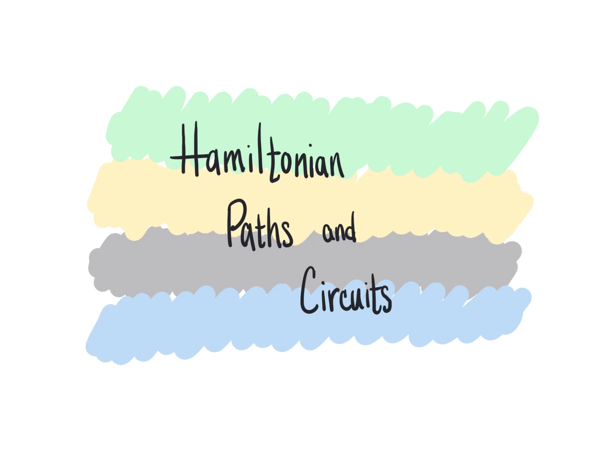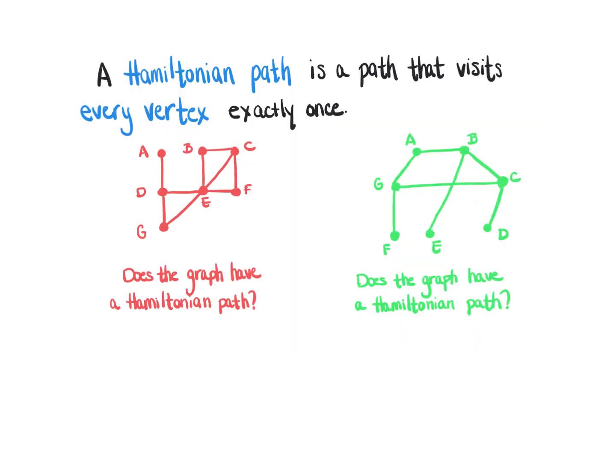This video is an introduction to Hamiltonian paths and circuits. A Hamiltonian path is a path that visits every vertex exactly once. So unlike an Euler path that has to visit every single edge, Hamiltonian paths visit every vertex exactly once.